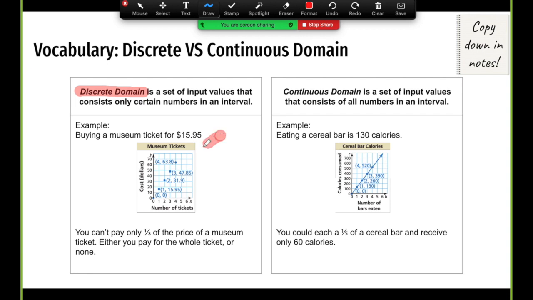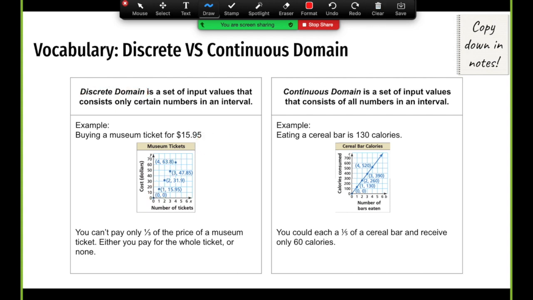So as you can see from this graph shown here, I have a bunch of dots being shown. And the reason why the graph is shown in dots is because they only consist of certain numbers. So for example, if I were to buy a museum ticket, that would use a discrete domain, because you can't pay for only a third of the price of a museum ticket. Either you pay for the whole ticket or you just don't pay at all for it.